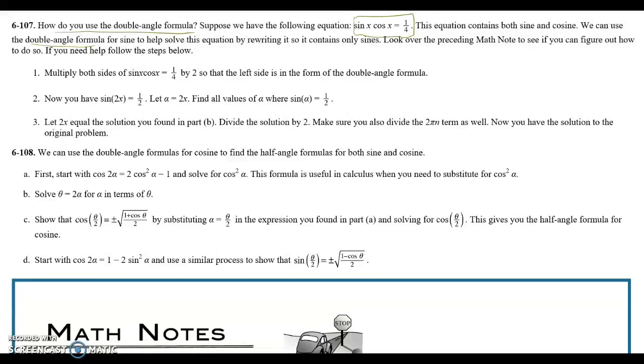So if we think about something that has sine times cosine, well, our sine double angle formula was 2 sine cosine, equal to 1/4.